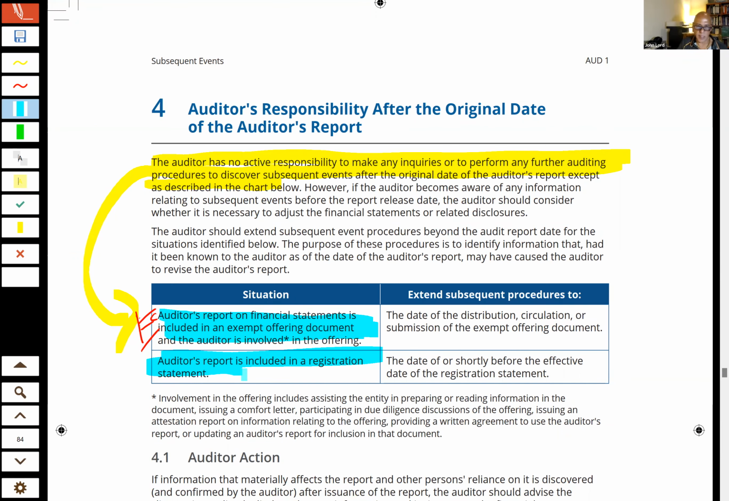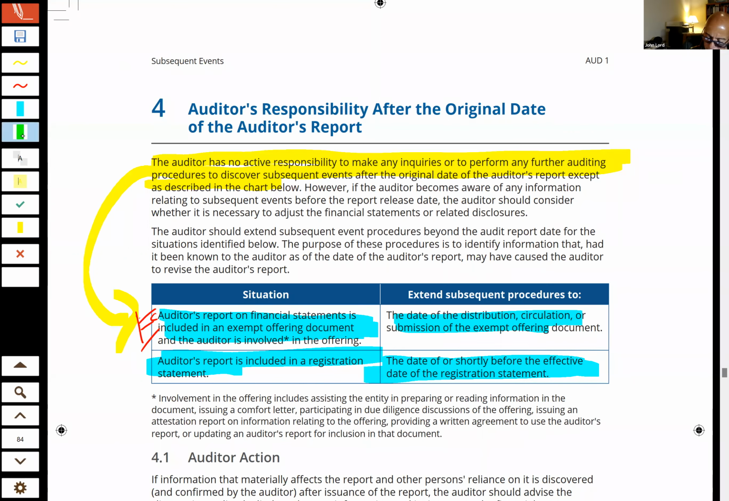And there's going to be a delay between the date that the auditor's report is dated and the day that the actual filing will happen. So they go ahead and extend that period a little bit. I think that's a little granular for the exam, but do go ahead and do a flashcard on that, okay? Now, that's the general case: no active responsibility except for these minute, granular exceptions.